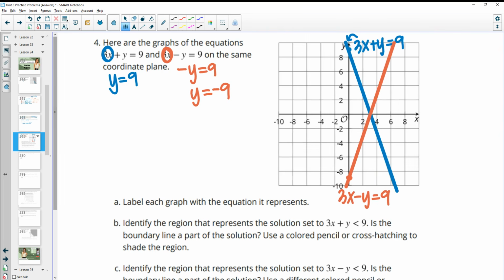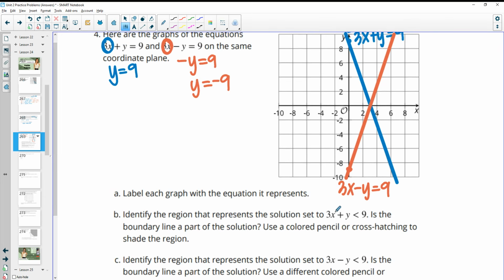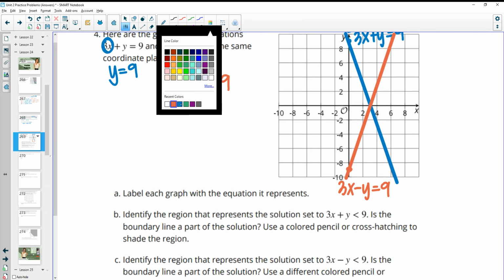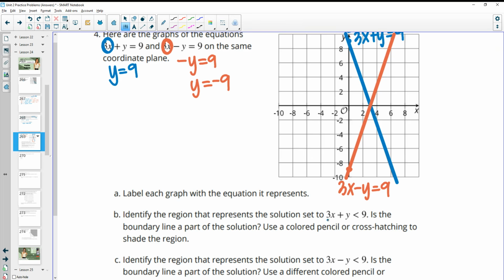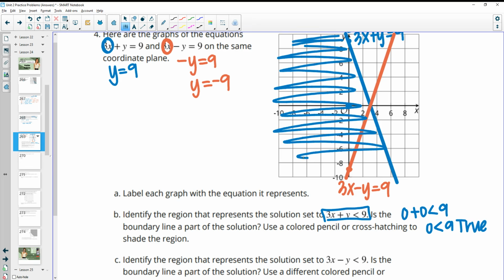Part B says, identify the region that represents the solution for 3x plus y is less than 9. So for this one, we're now changing this equation into being that 3x plus y is less than 9. You know me, you know I'm going to plug in 0, 0 to check the region. So we get 0 plus 0 is less than 9. 0 is less than 9 is true. So that means I'm going to shade below this line as the solution to that inequality.